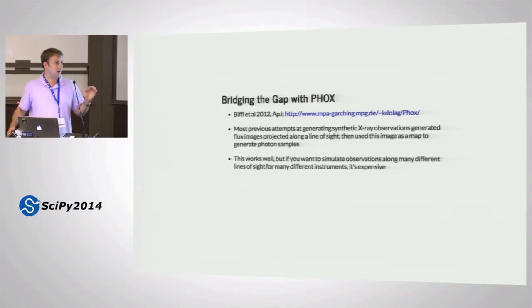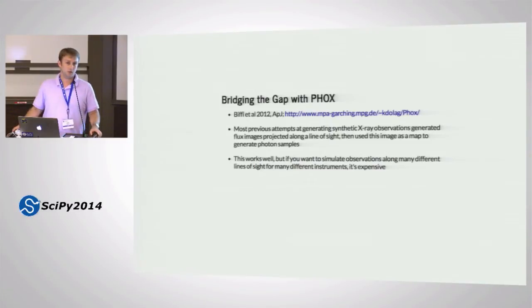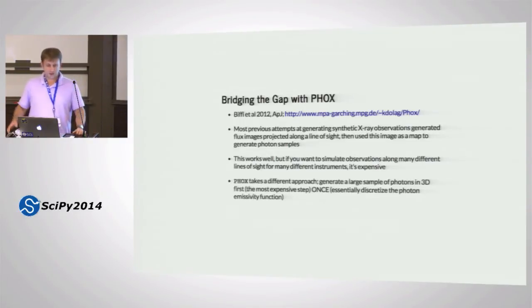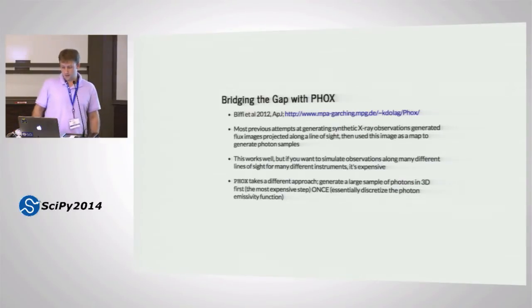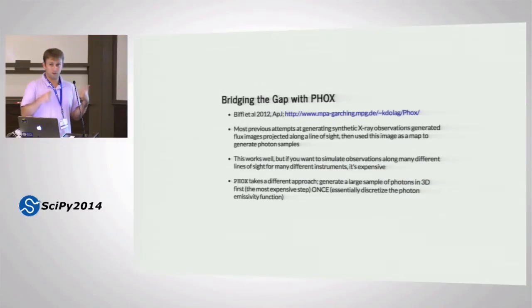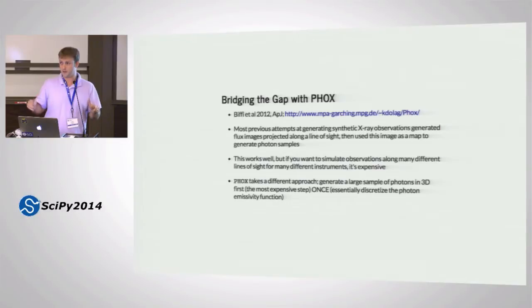So the instant that you have to make many different lines of sight, or maybe want to simulate different aspects, anytime you want to do lots of different observations, this can become a very expensive procedure. So Veronica's approach in PhoX was to instead essentially discretize the emissivity in 3D first. So generate a large sample of photons in the 3D space in the rest frame of the system, which is still the most expensive step, but only do that once.